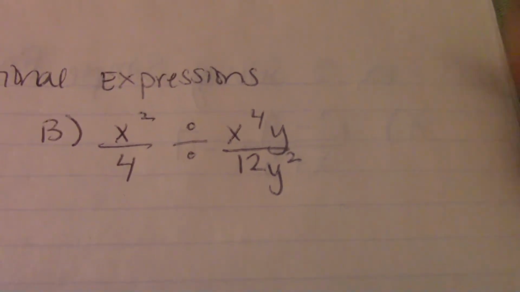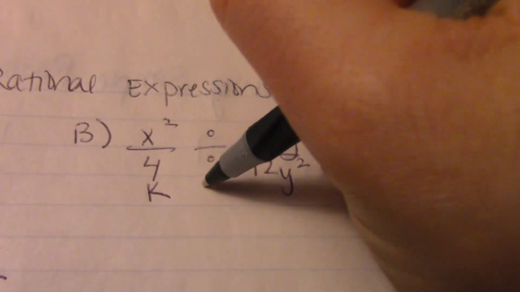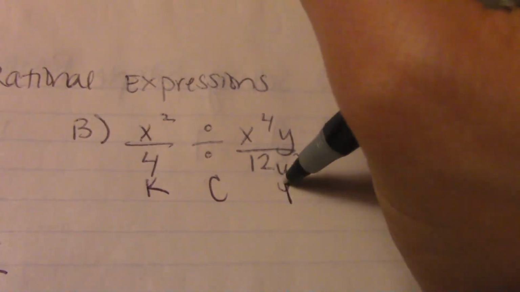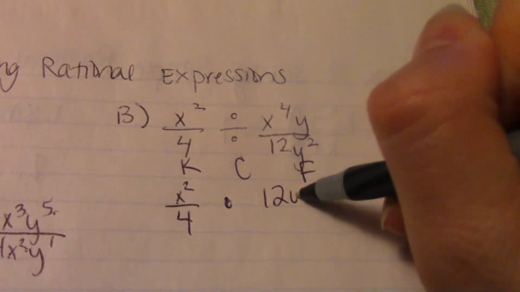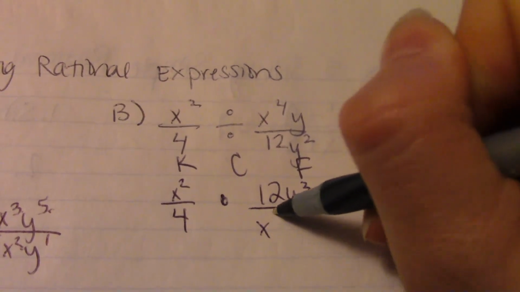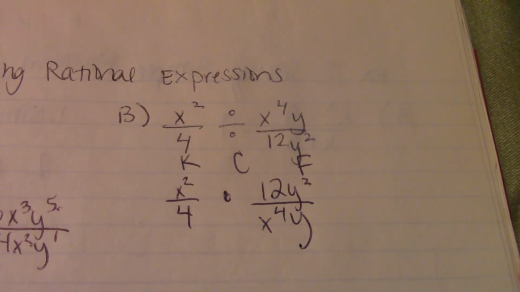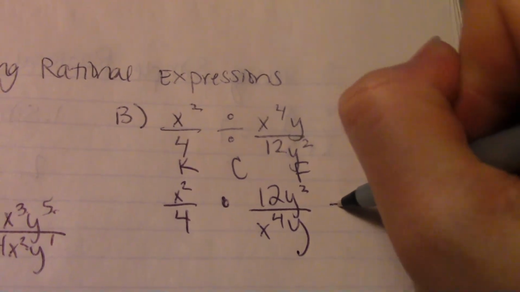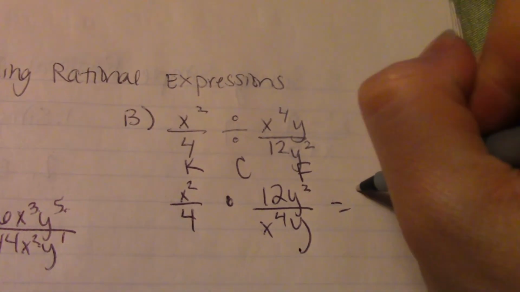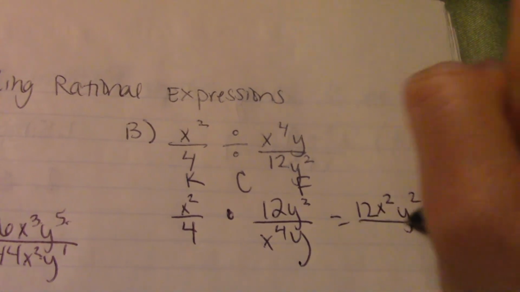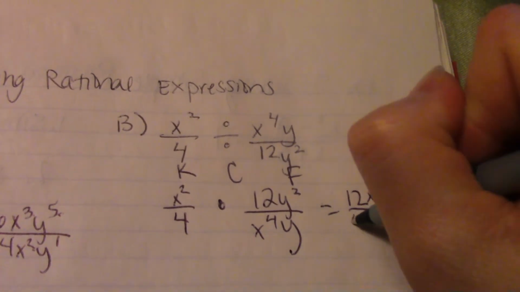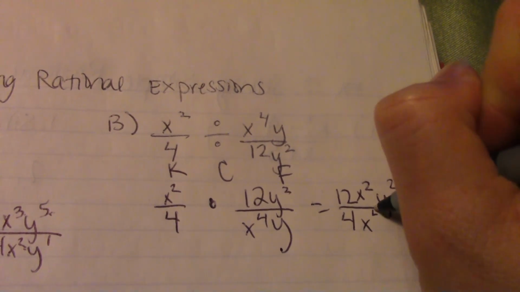This one, same thing. We're going to keep this one. We're going to change this and then flip this. So x squared over 4 times, and flip this upside down, 12y squared over x to the 4 y. If I multiply that straight across, my only number is 12, and then I've only got x squared and y squared. My only number on the bottom is 4, x to the 4, y.